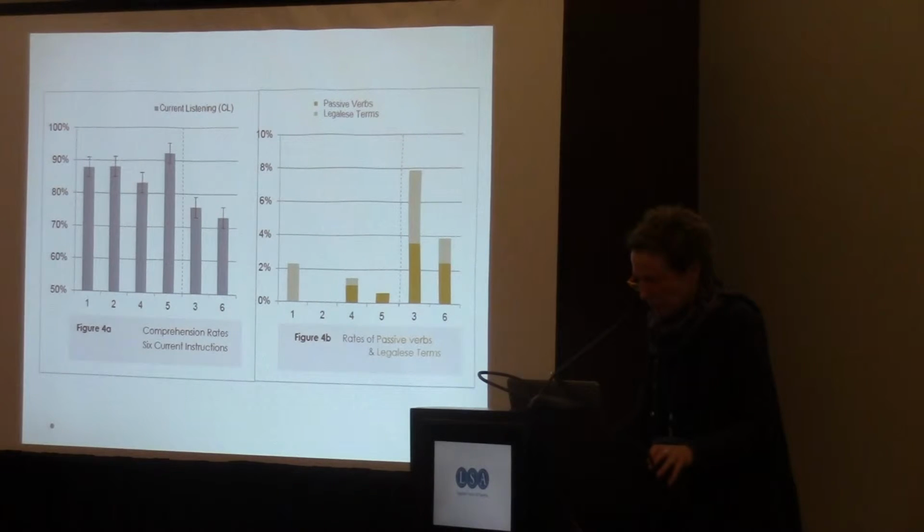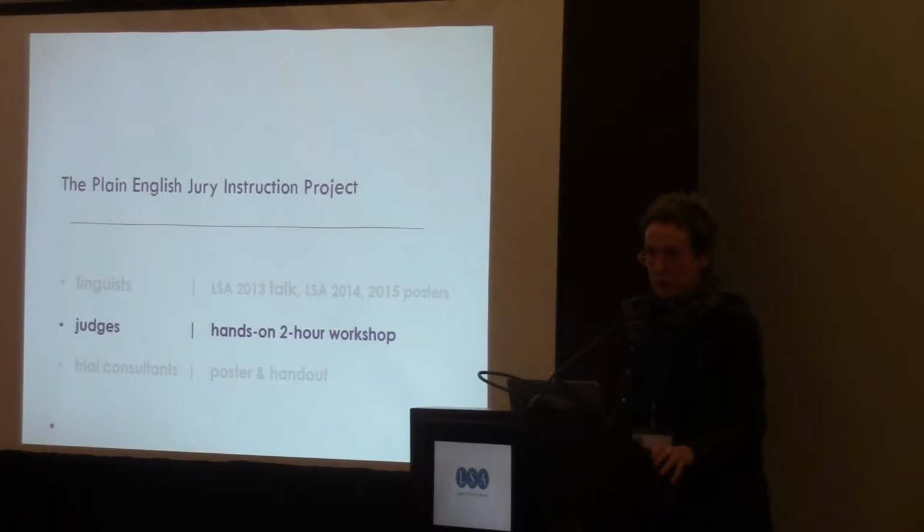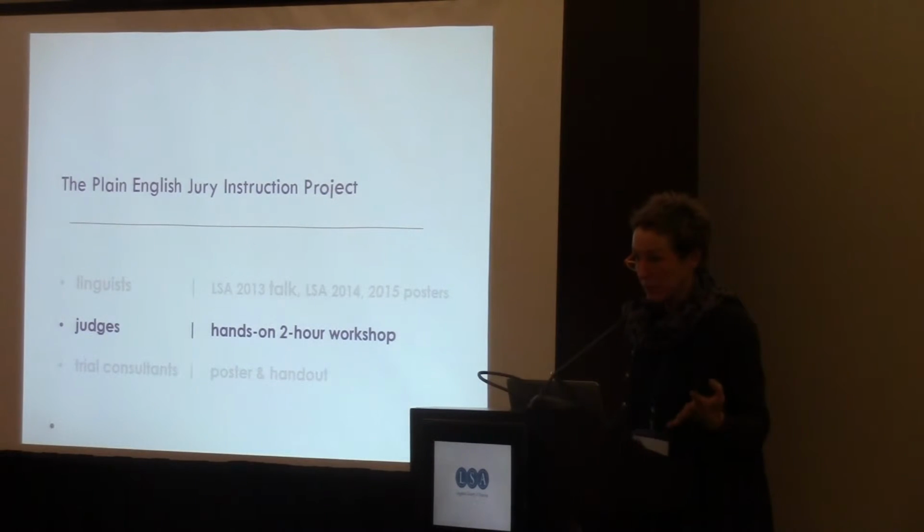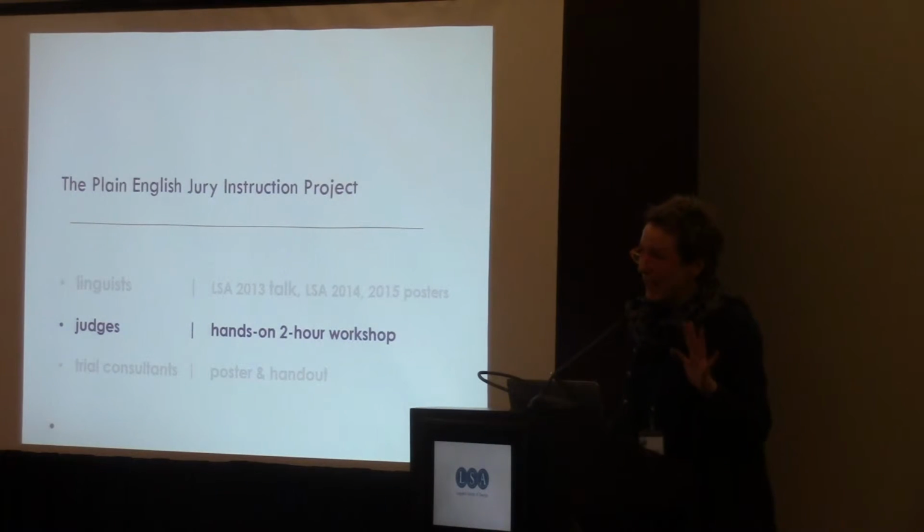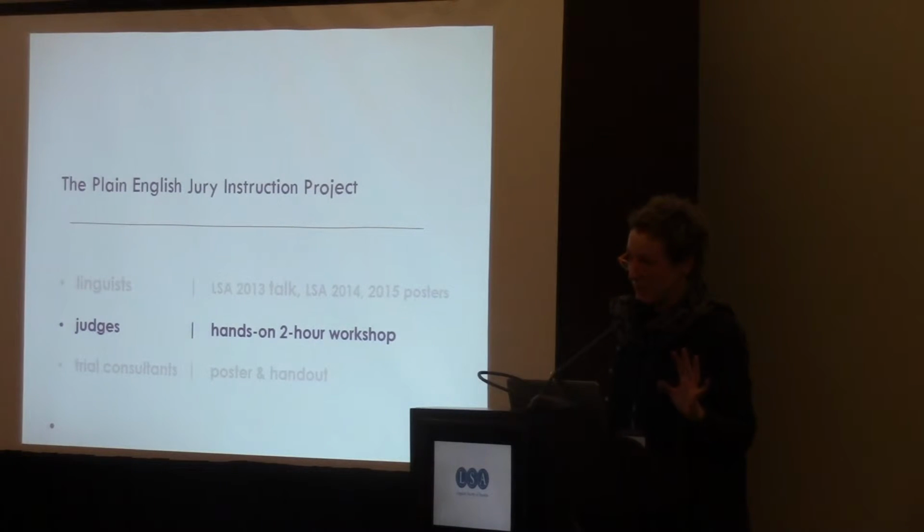Okay, good. So next, the next group we talked to were the judges. And what do they care about? Well, they're the ones who give instructions to the jury, and they care whether the jurors understand them. They want the jurors to understand the instructions, so they're curious about this. They'd like to know what makes a difference. So in that sense, they're not that different from linguists. But they don't know anything about linguistics or language, so you have to package it differently for them.